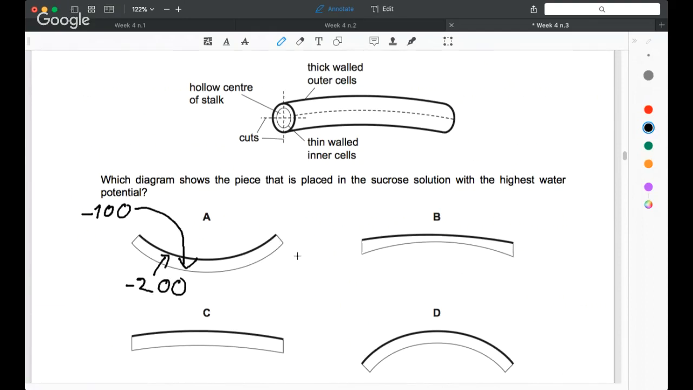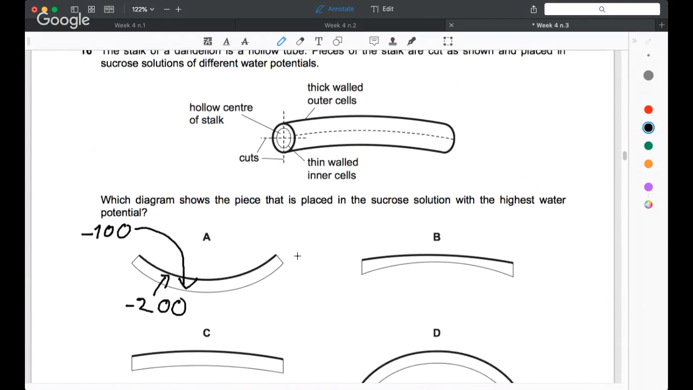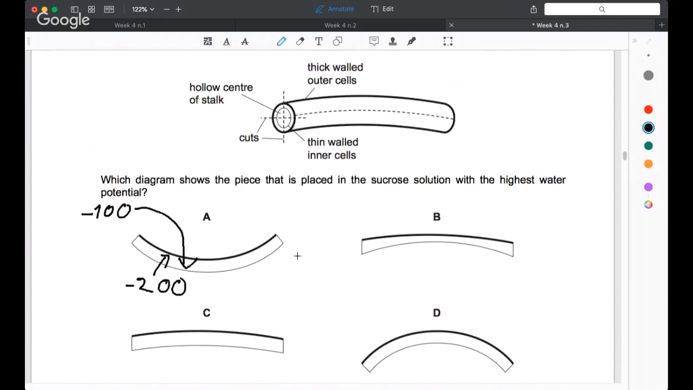Does that make sense? I get why there's less surface area of the waxy cuticle, so more water will diffuse into the plant, but I don't get why that means that's the piece. Do you know how surface area determines diffusion? Yeah, more surface area means increased diffusion because there are more entry points. Exactly. And so that's what's determining the water potential of the stalk here. If you have a greater surface area, you can get more water into the piece of plant. And in A, you have the large surface area of thin-walled inner cells. So is the shape a result of water diffusing into the plant, or does the plant change its shape?